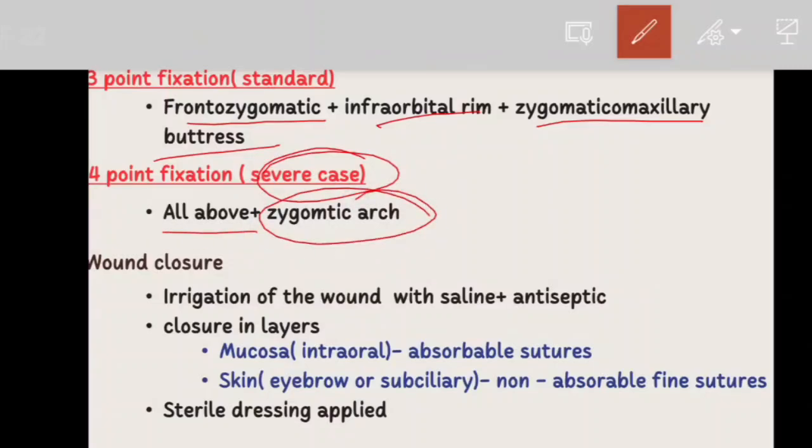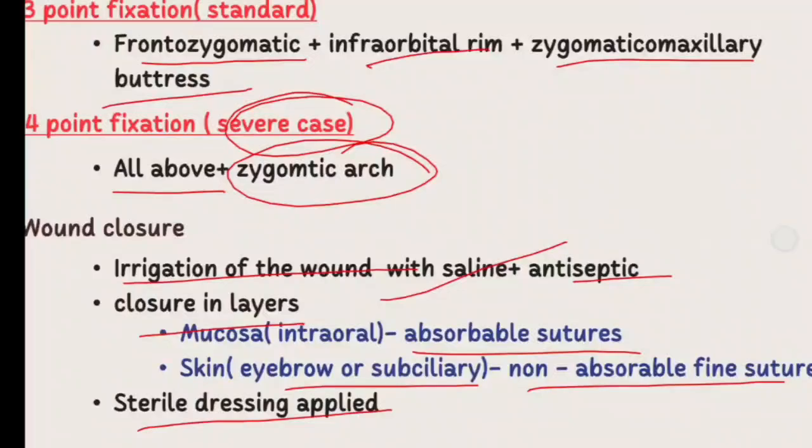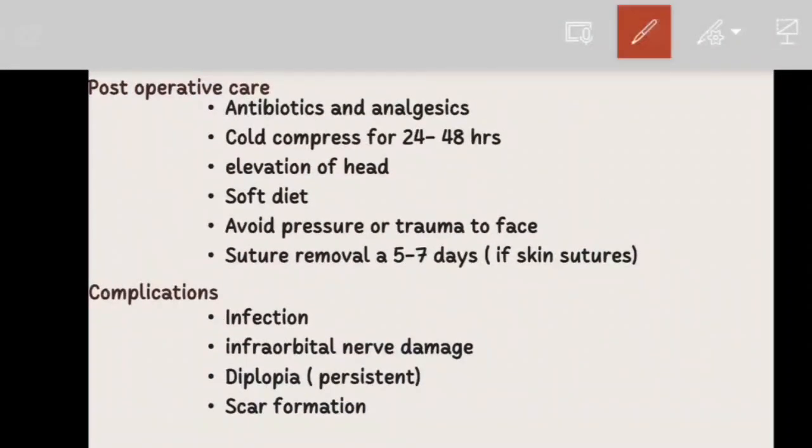Now the wound closure. What will we do? We irrigate the wound with saline and antiseptic. Closure is in layers: intraorally we use absorbable sutures for the mucosa, and for the skin, eyebrow or subciliary, we use non-absorbable fine sutures. Then a sterile dressing is applied.